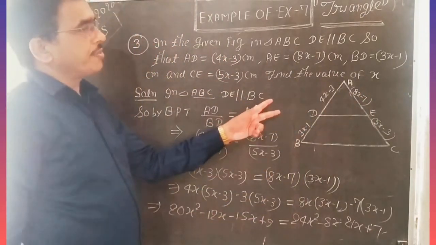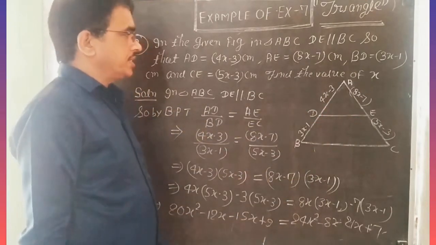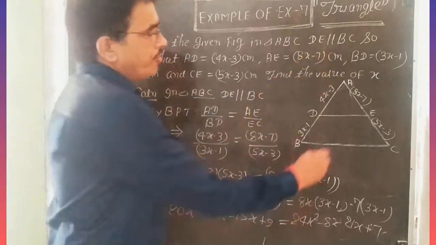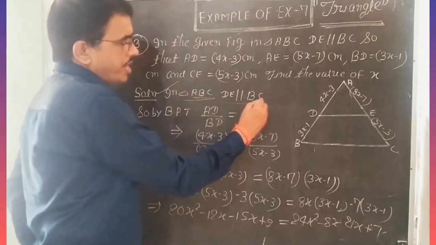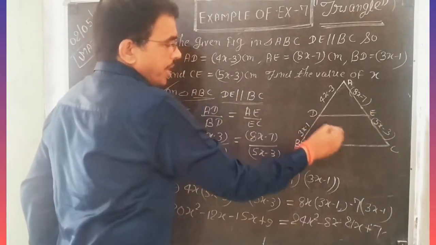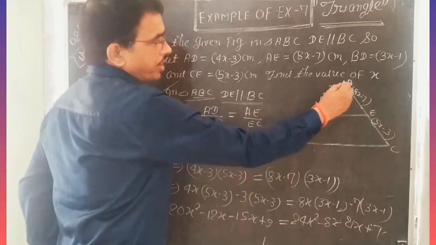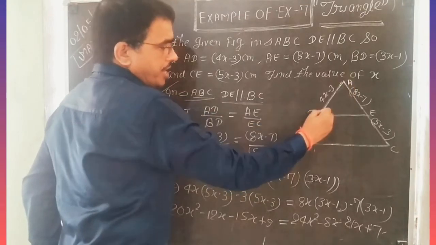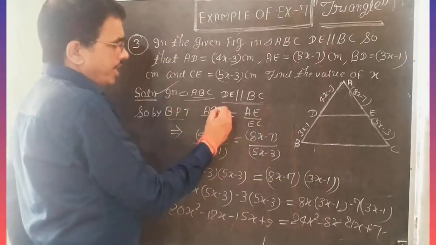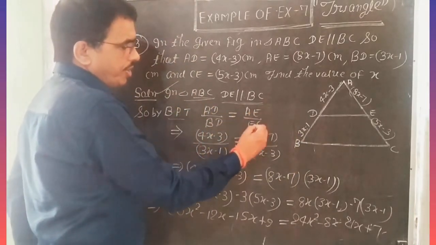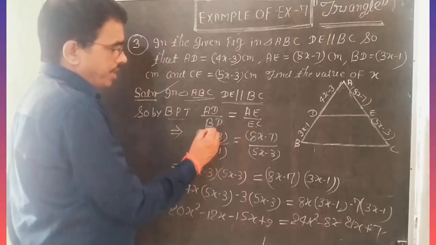There are two things given here. Each part of this triangle is given in variable terms, that is in the form of x. Another is that DE is parallel to BC. So in triangle ABC, with DE parallel to BC, and each part given in the form of x, we take by BPT theorem AD by BD is equal to AE by EC. What is the value of AD? I put here 4x minus 3. What is the value of BD?